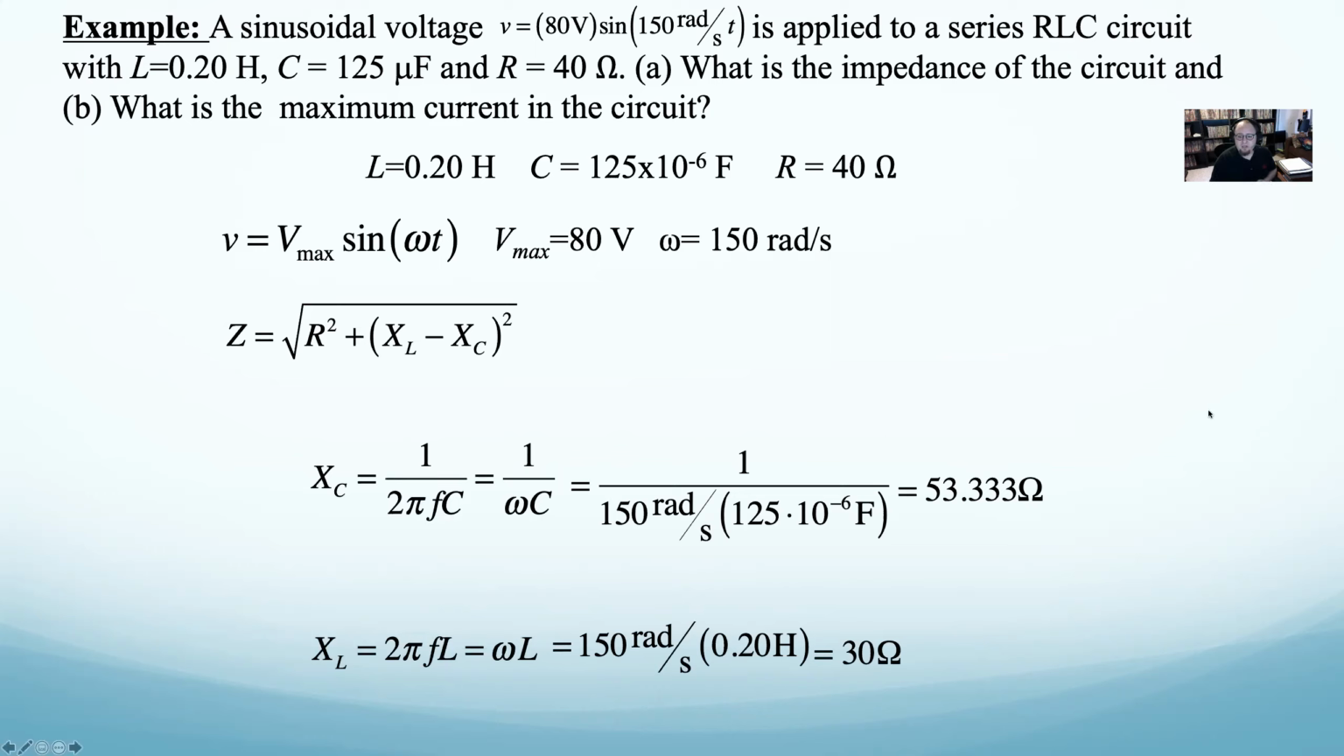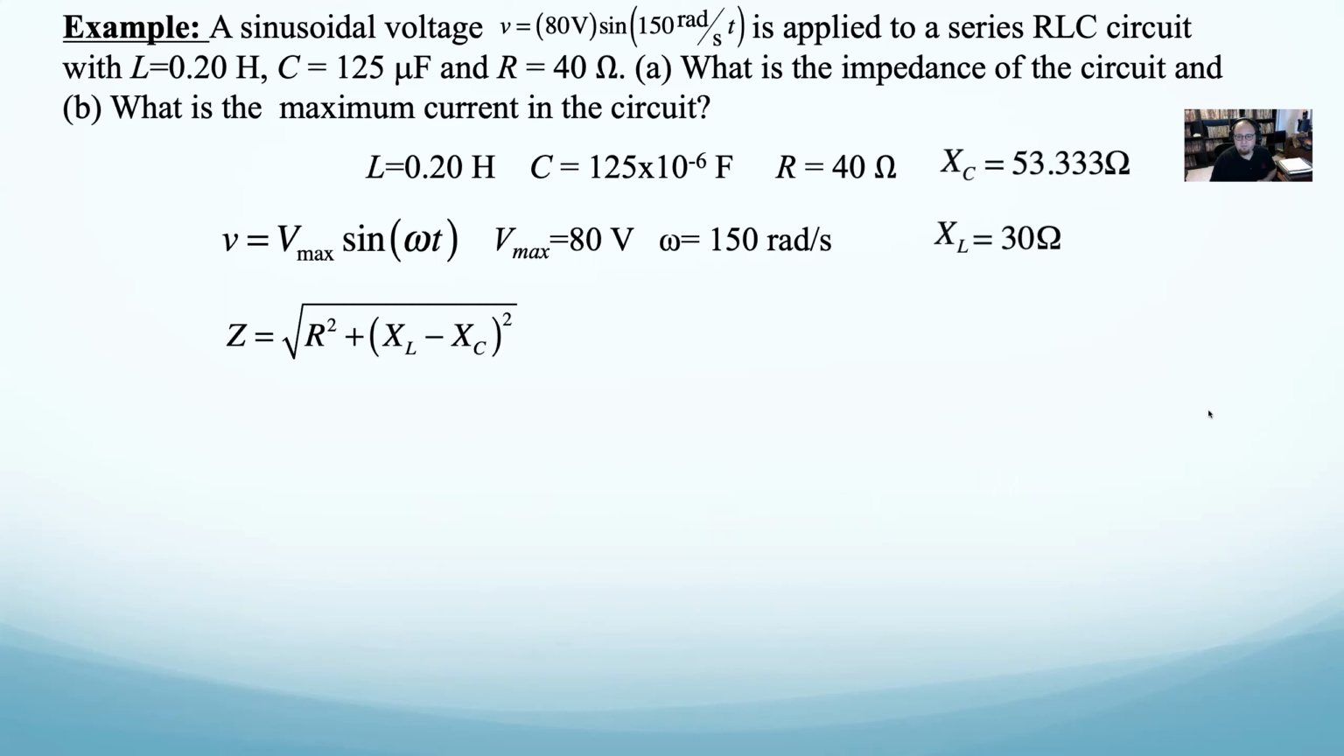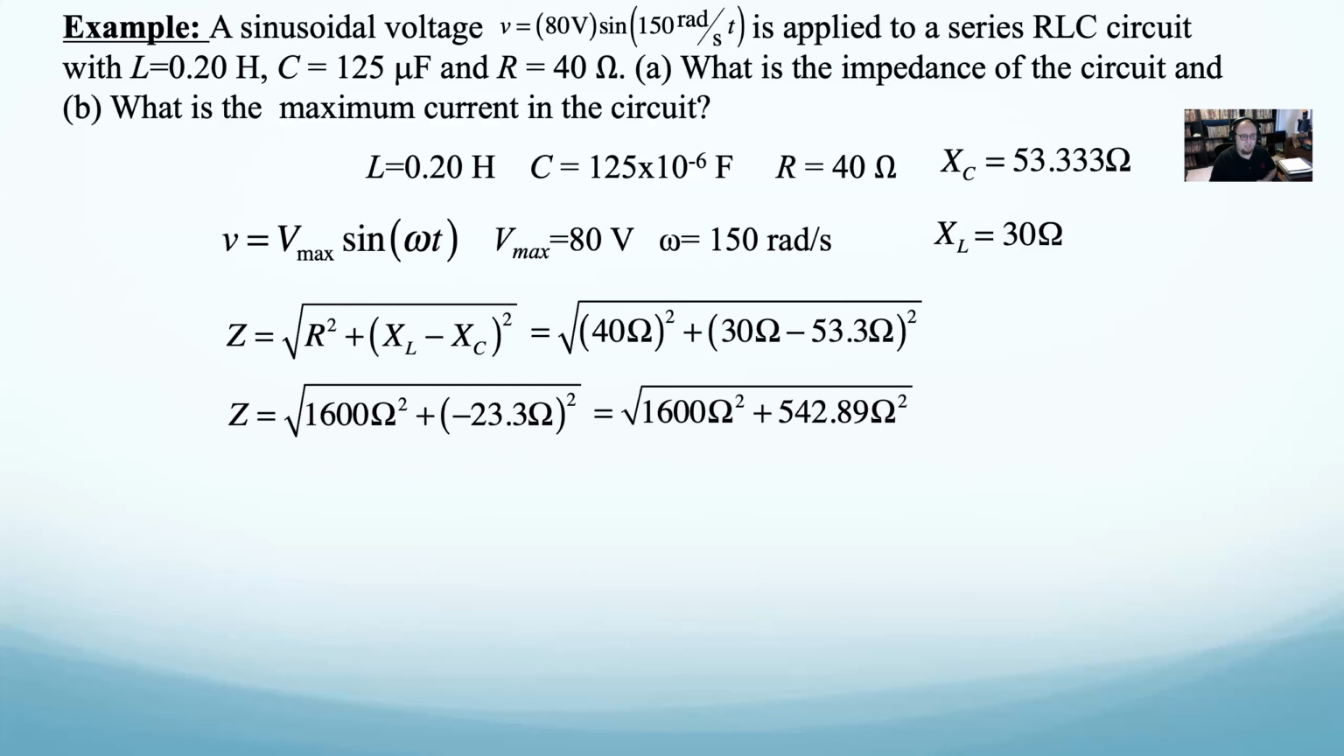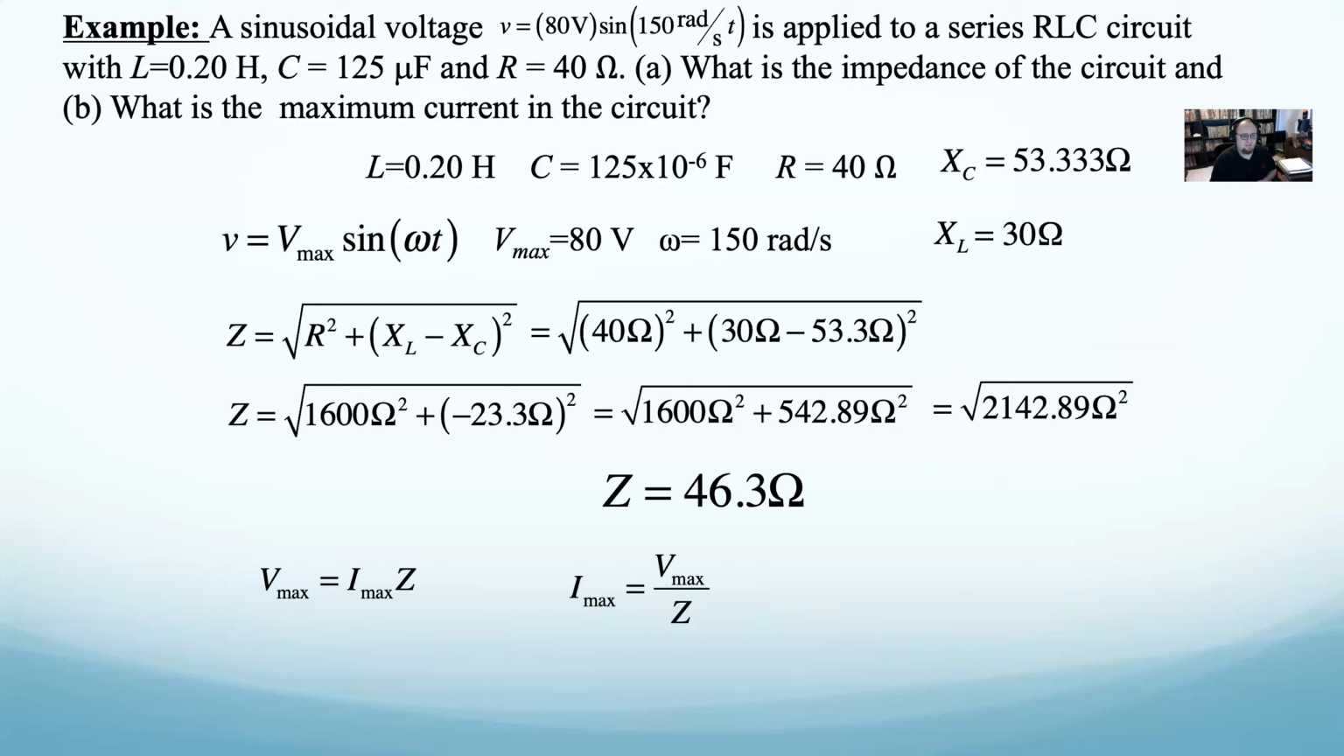I can take those values and shove them to the side and say my impedance is the square root of R squared plus X L minus X C, squared. 30 minus 53.3 is negative 23.3, which I can square and then add and square root. The impedance is 46.3 ohms. Now, if I want the maximum current in the circuit, V max equals I max Z. I'll just divide both sides by Z, and the max current is 1.73 amps.